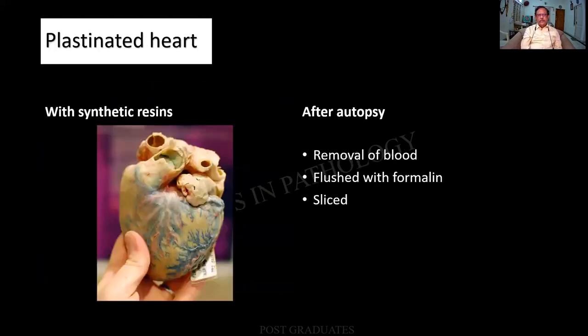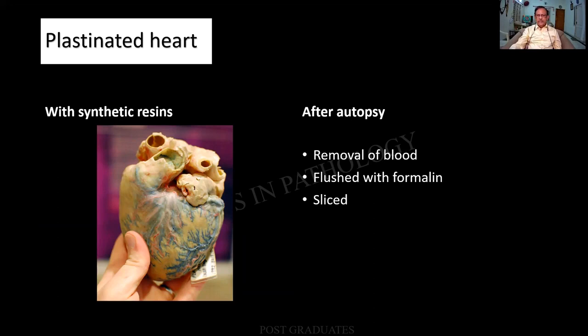Look at the beautiful heart that they are holding. So here again, after the autopsy, it has been injected with the dye. There has been some amount of slices. The blood has been flushed out and it has been filled with formalin fixed. Later on, they will be filling it with plastinated material so that it is something that can be preserved forever and you can hold it.